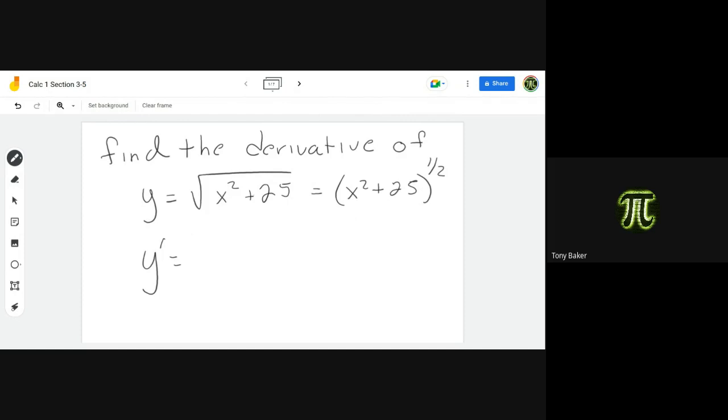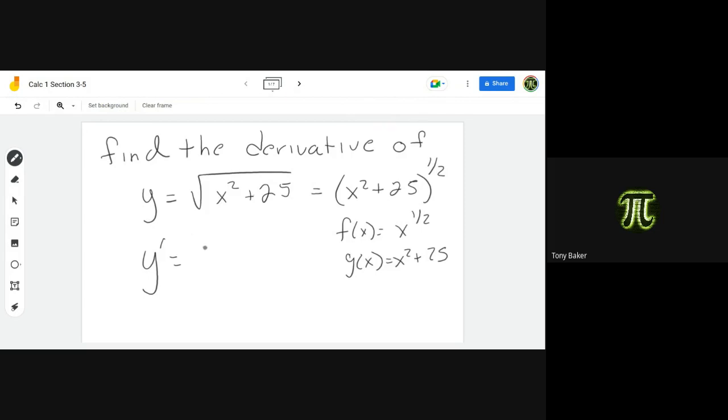So we got f of x is x to the 1/2, and g of x is x squared plus 25. So the chain rule says we do the derivative of the inside function times the derivative of the outside, assuming the function's complete. So what's the derivative of x squared plus 25?